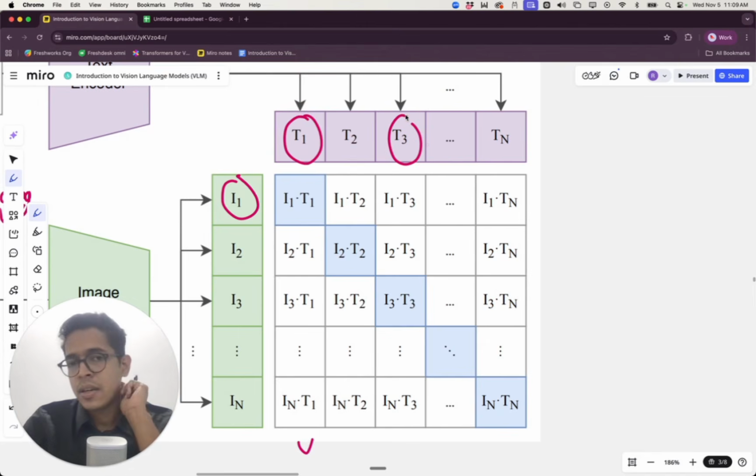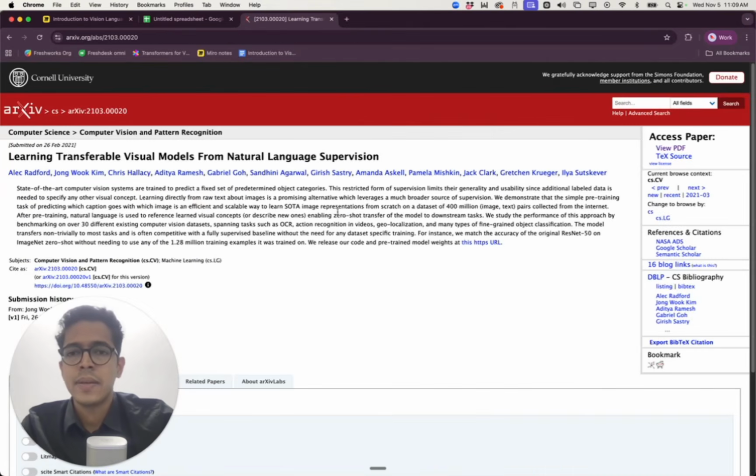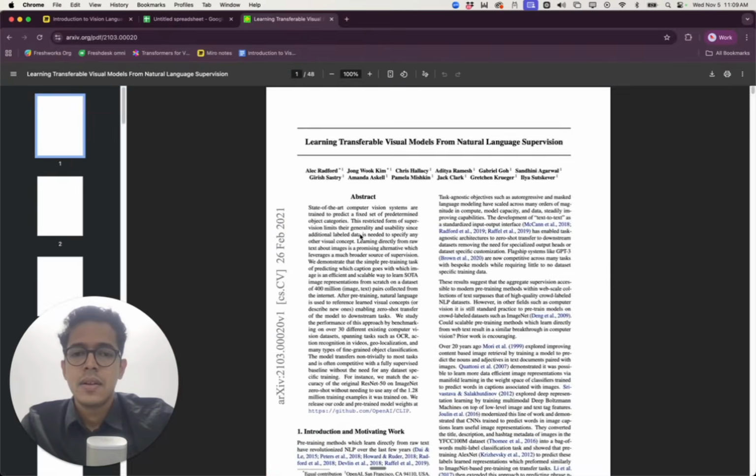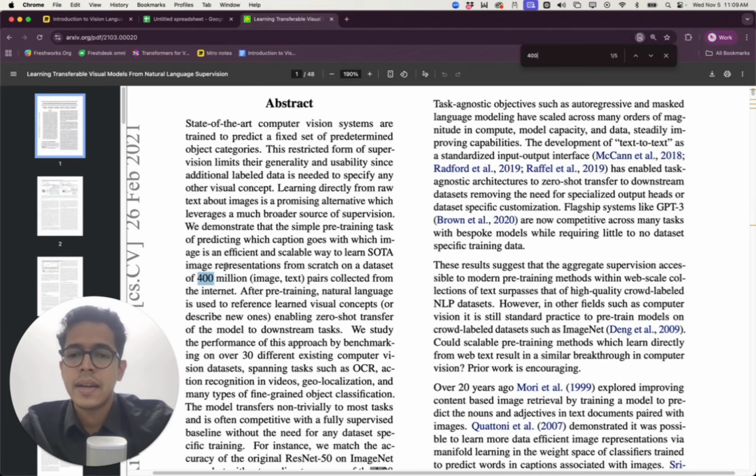So this is one limitation with CLIP, because it still pushes away T3. It still tries to reduce the dot product similarity between I1 and T3. But CLIP was seen to work extremely well despite this limitation, because the data set was so huge. They had around, I think, 400 million image text pairs. Let me just open the CLIP paper once quickly. So yeah, they had basically learned image representations from scratch on a data set of 400 million image text pairs collected from the internet. So this was one reason why CLIP works so well.